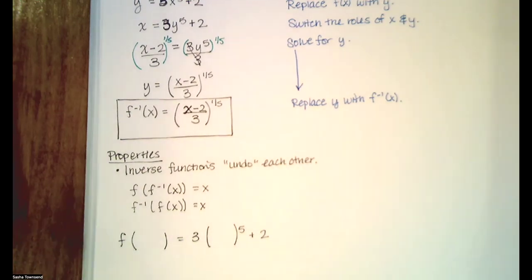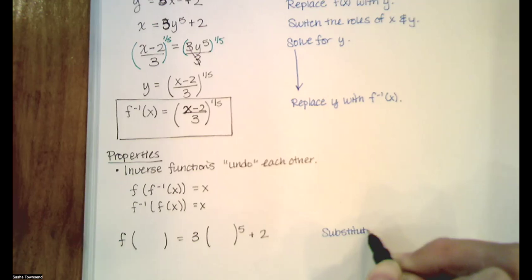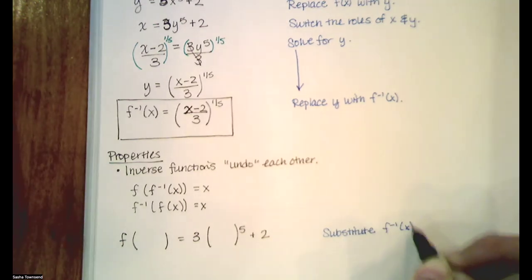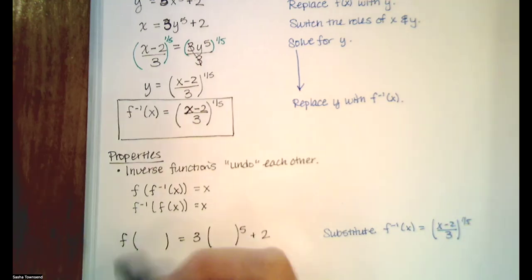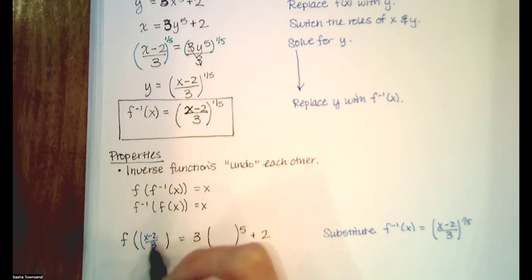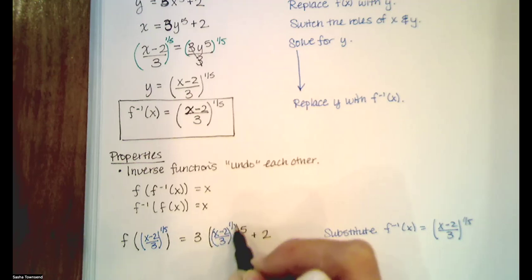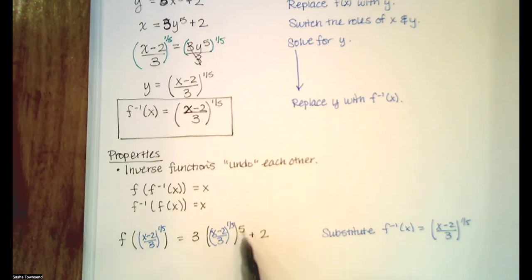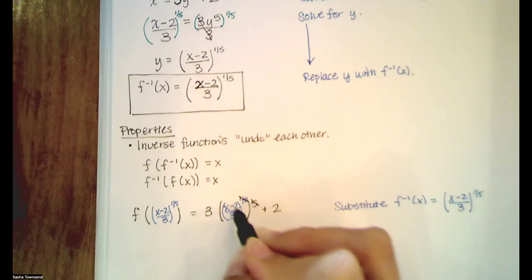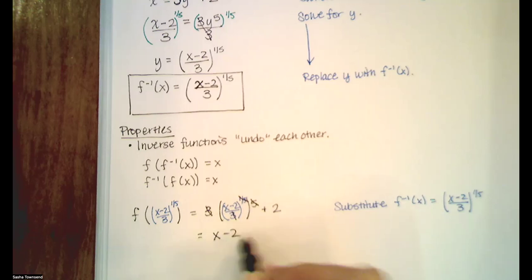And now I want to replace x with f inverse of x, which happens to be x minus 2 divided by 3 raised to the 1/5 power. So if I put that into here and simplify it, hopefully I'll get x. If I take the fifth root of something and I raise it to the fifth power, those undo each other. And then I have this expression times 3, the 3's undo each other. And then I have x minus 2, and then the plus 2, those undo each other, and I just get x.